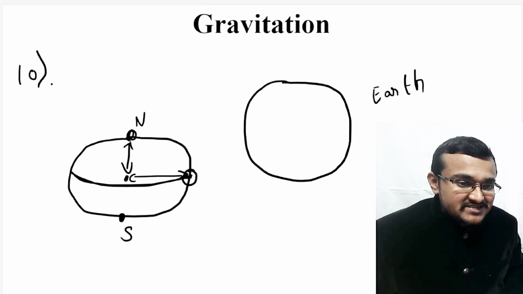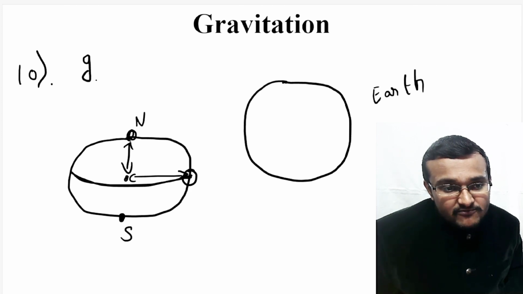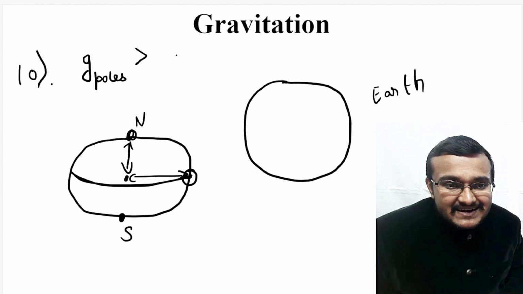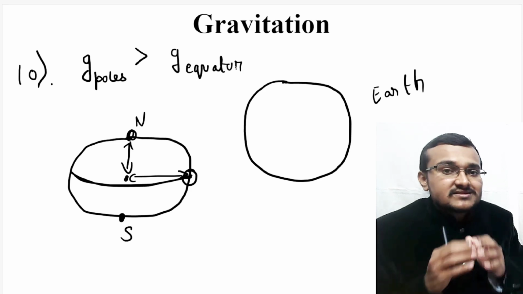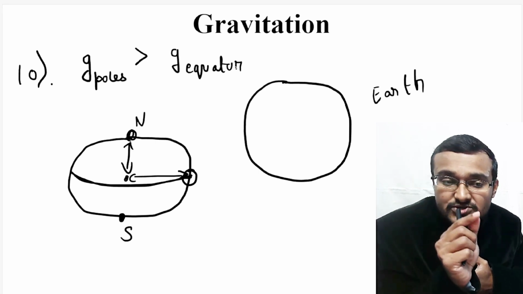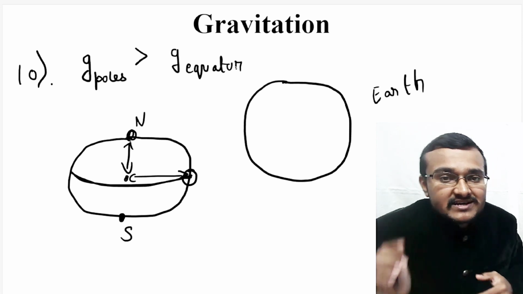So here in this 10th question, you should remember the acceleration due to gravity of Earth near the poles. I'll write this as g_poles is slightly greater than the acceleration due to gravity at the equator. Always remember this, because the Earth is not a perfectly round object. So acceleration due to gravity at the pole is greater than at the equator.